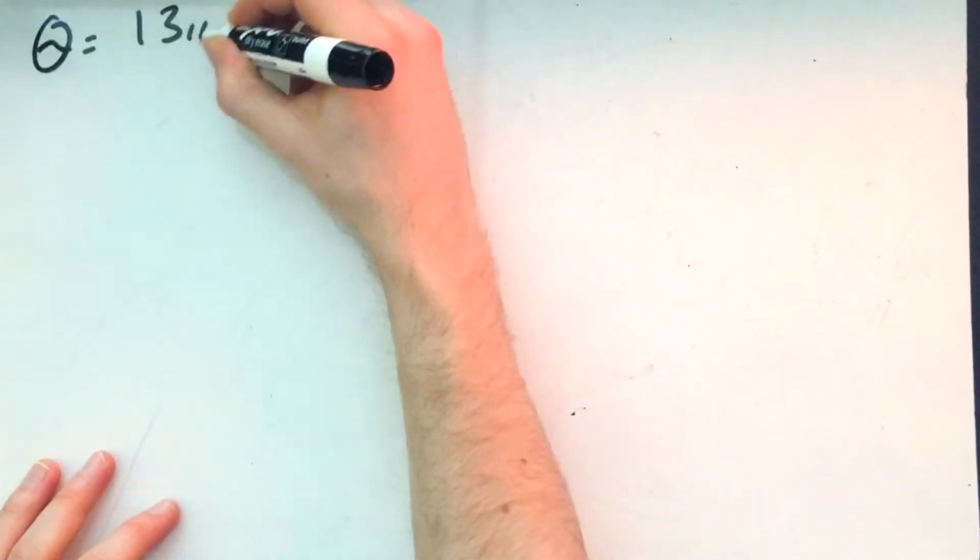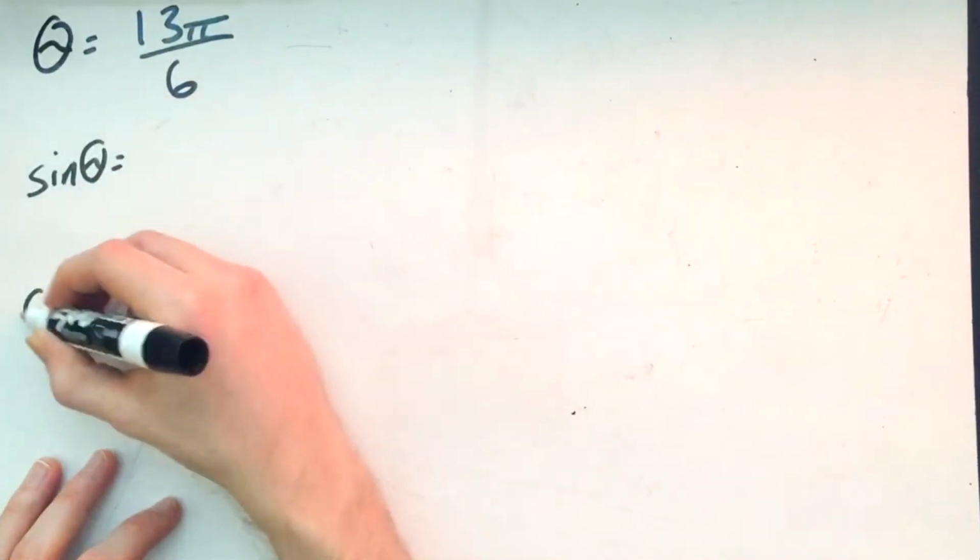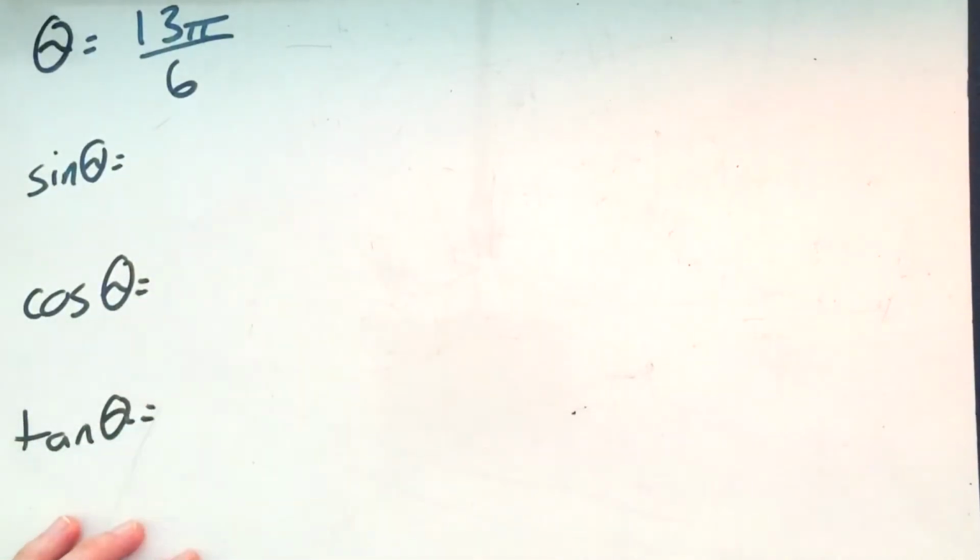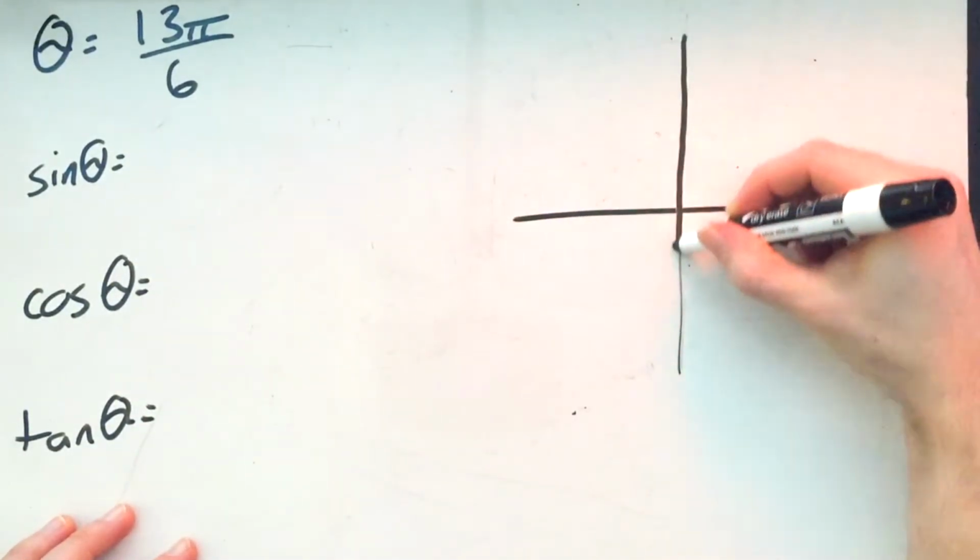All right, this time we'll do theta being 13 pi over 6. So when we find the sine, cosine, and tangent of that, again, the first thing we do is to draw out this angle 13 pi over 6, which is pretty big.